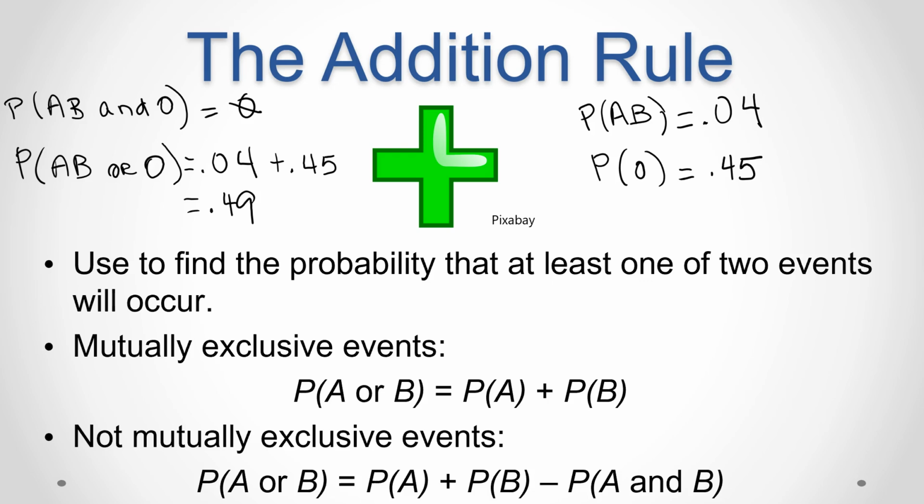So the probability that someone has AB or O blood type is equal to 0.04 plus 0.45, which is equal to 0.49. How do we interpret this? The interpretation is there is approximately a 49% probability that an individual has an AB or an O blood type. Again, we expect that about 49 out of 100 individuals, or 49% probability, that someone has an AB or an O blood type.